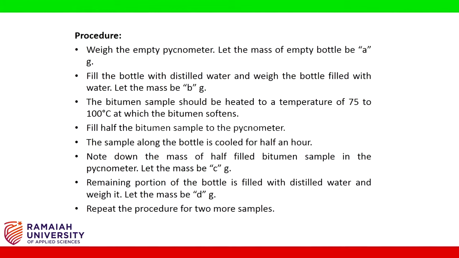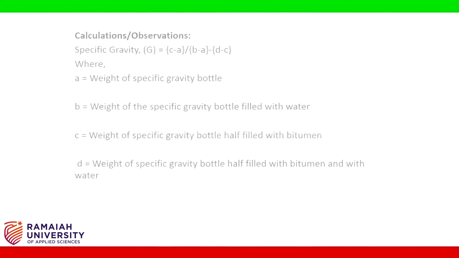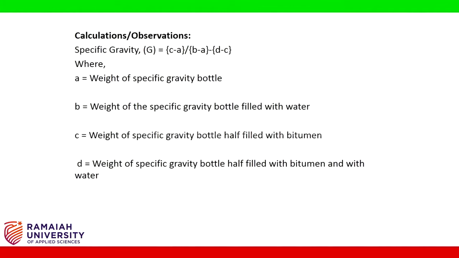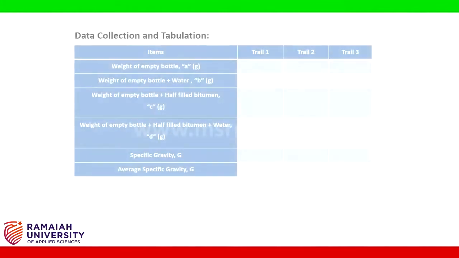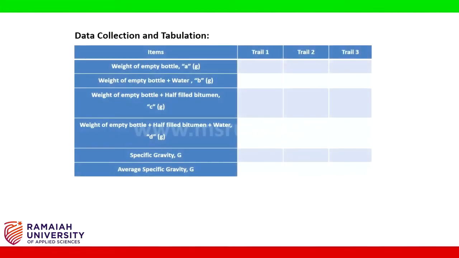Note down the mass of half-filled bitumen sample in the pycnometer. Let the mass be C grams. Remaining portion of the bottle is filled with distilled water and weigh it. Let the mass be D grams. Repeat the procedure for 2 more samples. Calculations and observations in terms of specific gravity are made. Data collection and tabulation is as shown in the table.